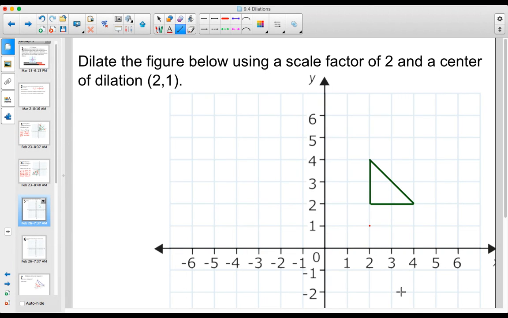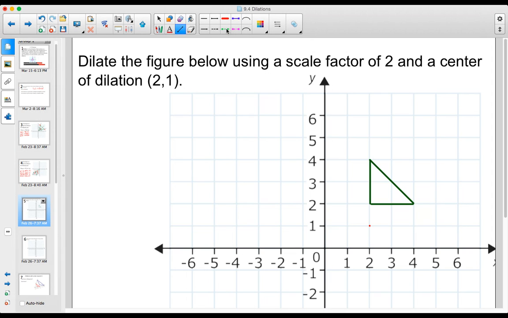All right. So let's say we have an image here and it says dilate the figure below using a scale factor of 2 and a center of dilation at 2, 1. So this is different. We don't have our center of dilation at the origin now. It's at a different place. Here's what I recommend that you do: go ahead and take your drawing tools.